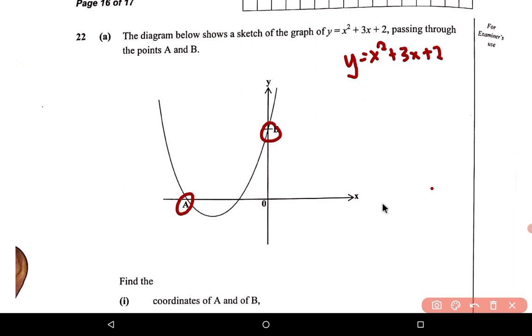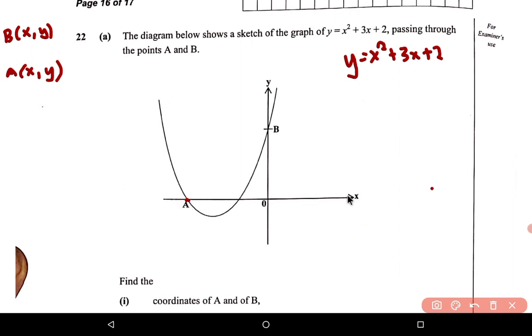So in other words, what we are trying to find here, the coordinate for A, we'll start with the coordinate for A. We need to find the x-axis as well as the y-axis for A. The same thing for the coordinate B. We need to find its x-axis and its y-axis. So we're going to start with finding the coordinates for A. You see that A is a point that is on the x-axis.